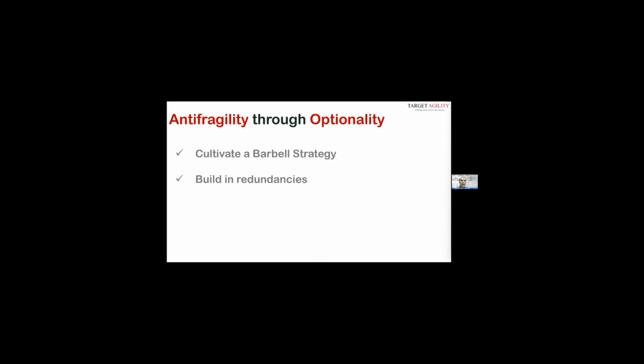The next is about antifragility through optionality. Optionality is about cultivating a barbell strategy. There are two ends of the barbell, right? At one end, there's a very reliable, safe, and predictable way of doing your day-to-day job. On the other hand, you take lots of small bets. You try experiments, small processes.